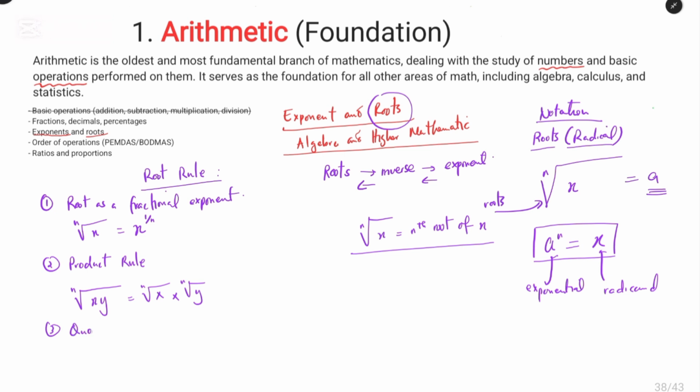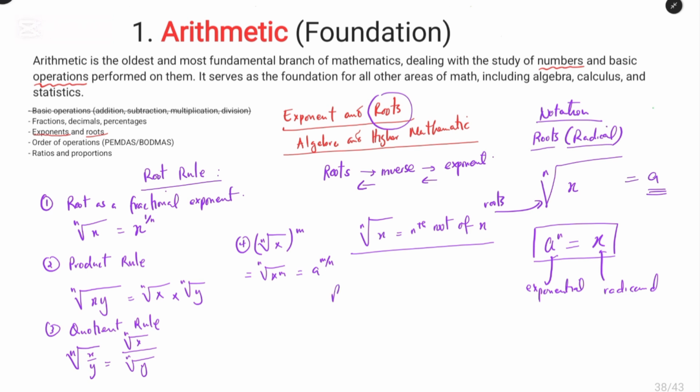Thirdly, we have the quotient rule. If we have the nth root of x on y, this will give us the nth root of x over the nth root of y. And fourthly, we have the nth root of x to the power m, which will give us x to the power m over n. So these are the basic rules for the root.